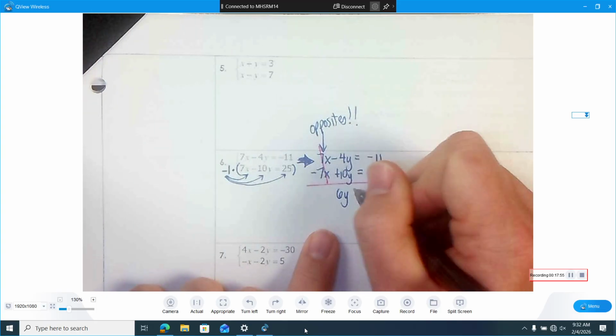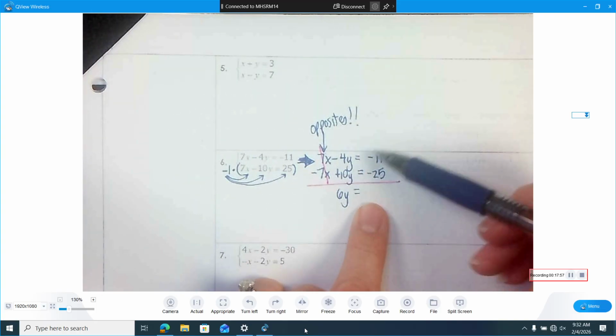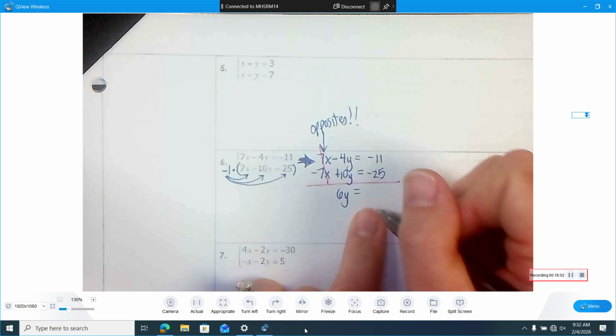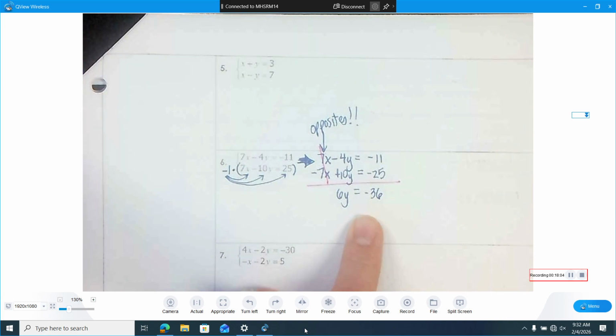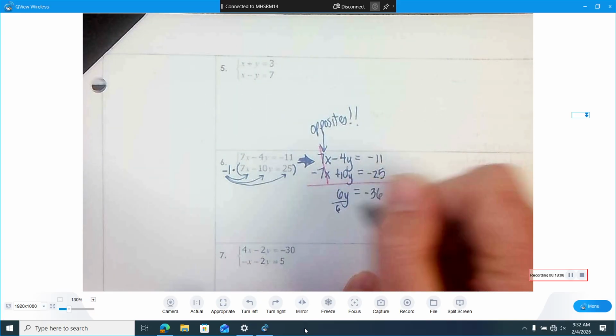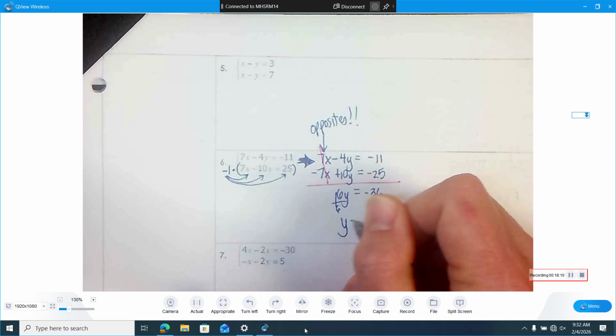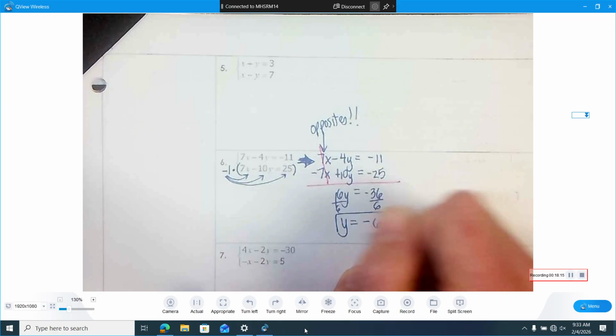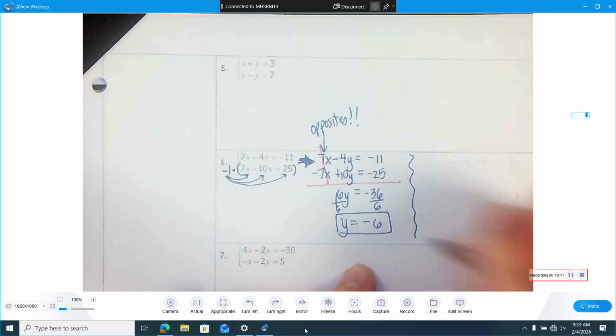6y equals, and now we got a whole lot of negatives here. How many negatives do we have? Negative 36, beautiful. So how do we get y by itself? Divide by 6, beautiful. So we get y equals negative 6, excellent. Are we done? No.